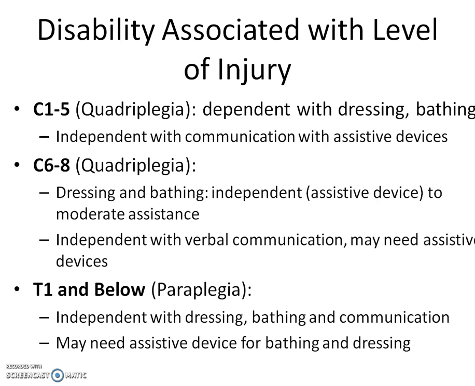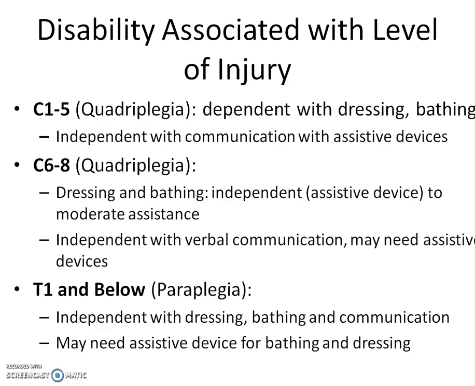So, disability associated with the level of the injury. This is going to depend on what is affected. In our C1 through C5 level patients, so our quadriplegia or tetraplegia, these individuals will need help with dressing and bathing. They will be independent with communication, but they will also use assistive devices.